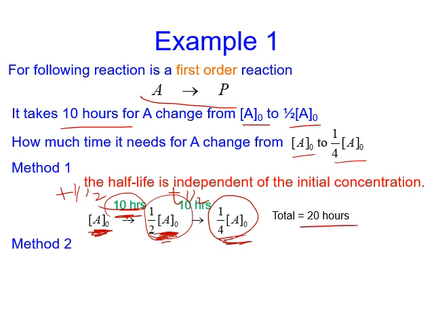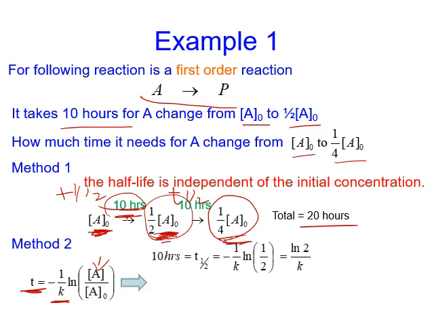Now in method 2, we use integral rate law. We can always use integral rate law to calculate the time if we know the concentration. But first we need to know the K constant. Whenever we have half-life, we can calculate the K constant because in a first order reaction, half-life equals ln 2 divided by K. So if half-life is 10 hours, then K can be calculated.